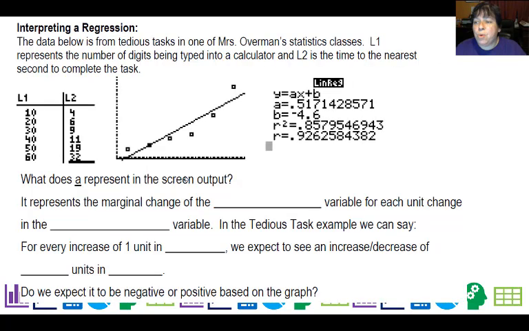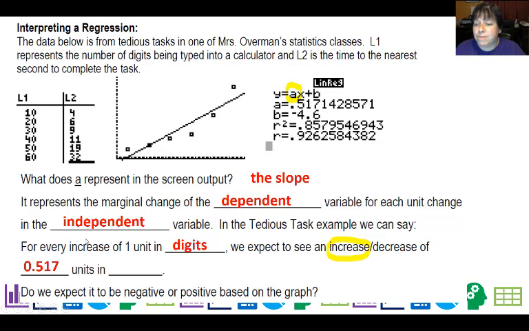Now, what does A represent up here in the output from the calculator? A represents the slope. It also represents the marginal change of the dependent variable, how much the time changes, for each unit change in the independent variable. So in the tedious task example, we can say for every increase of 1 unit in list 1, which is digits, we expect to see an increase, because A is positive, of 0.517 units in time. Now you can also say that as seconds.